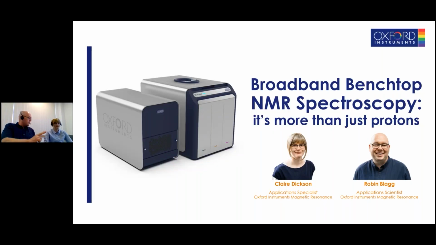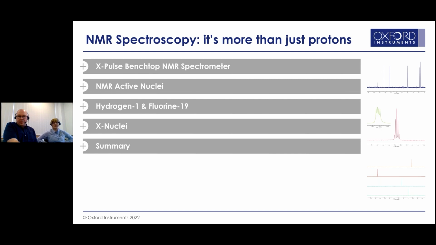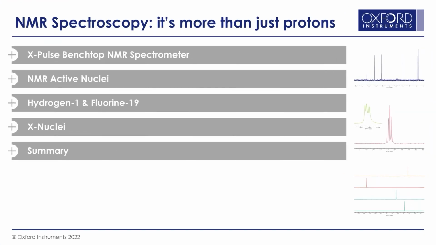Welcome everyone, and thank you, Philip, for the kind introduction. Hopefully you can now see our slides. Yes, we can. Brilliant. So today we're going to have a look at broadband NMR spectroscopy and how the Oxford Instruments X-Pulse benchtop NMR spectrometer can be used for applications involving a wide range of NMR active nuclei. Initially, I'll introduce the X-Pulse instrument, then Robin and I will take you on a tour of various nuclei which can be observed on the X-Pulse, looking at how the observed spectra differ from common proton NMR spectra and covering applications of the different nuclei.